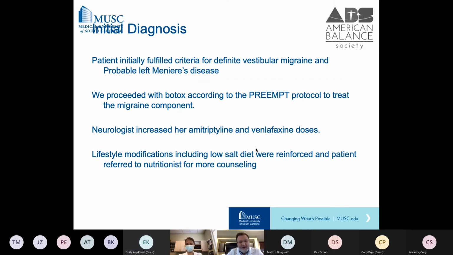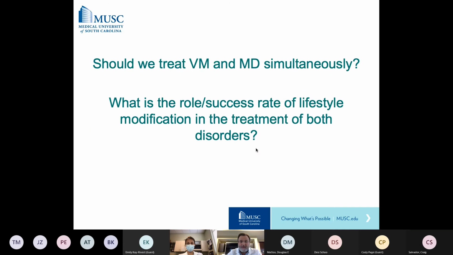And given that she had failed multiple migraine preventatives, I counseled the patient: let's treat your headaches first and then reassess what's underneath. And we proceeded with Botox according to the PREEMPT protocol, treated her migraines. Her neurologist increased her amitriptyline and Effexor doses, and she followed lifestyle modifications with a low salt diet and avoiding migraine triggers. And she was referred to a nutritionist for more counseling.